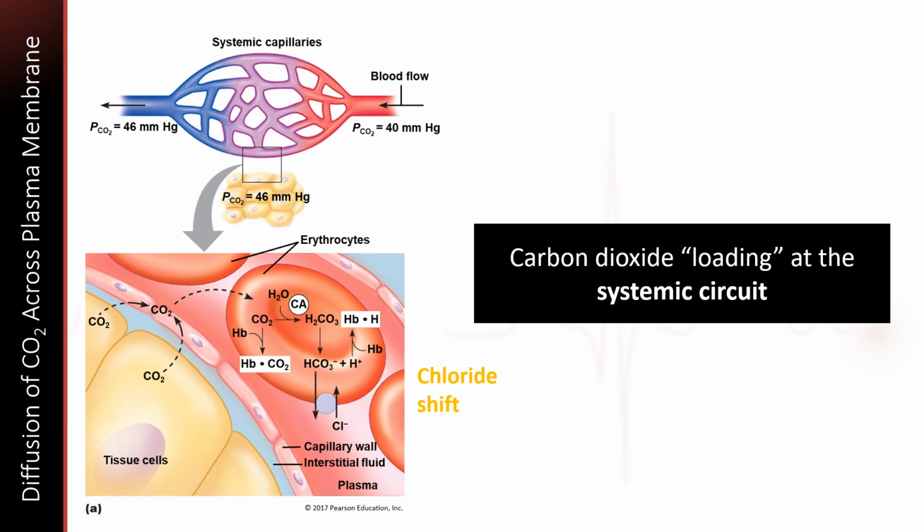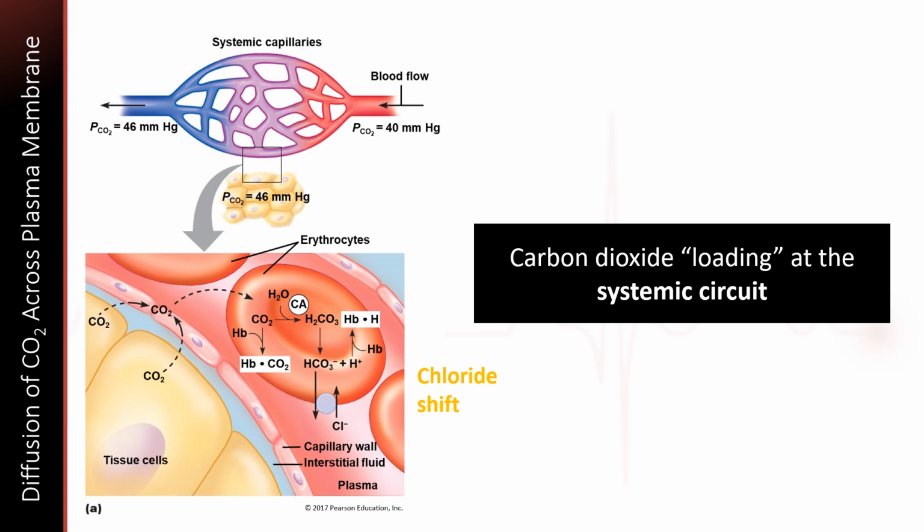So in the last lecture, what we did is we looked at the exchange of oxygen. We looked at how oxygen is exchanged between the air and the alveoli and the blood in the pulmonary capillaries. And we looked at how oxygen is exchanged between the blood in the systemic capillaries and ultimately the tissues of the body, into the interstitial fluid around the tissues.